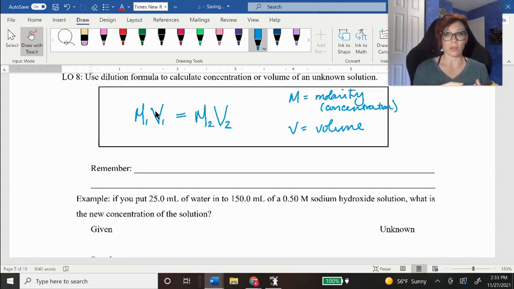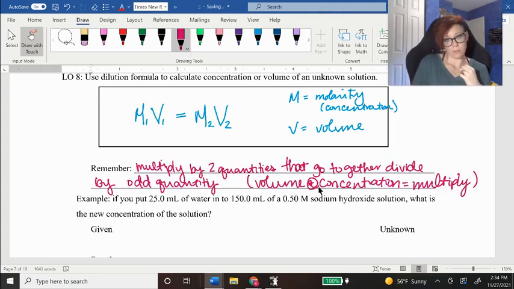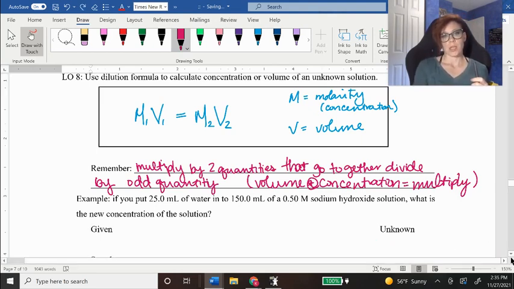If you have a volume and a concentration, you multiply those together always, because your volume times your concentration is going to give you your number of moles of whatever you're working with. So multiply two quantities that go together, divide by the odd quantity. If you've got a volume and a concentration, multiply those two together. Okay, so let's look at an example. I'm going to do this example for you.